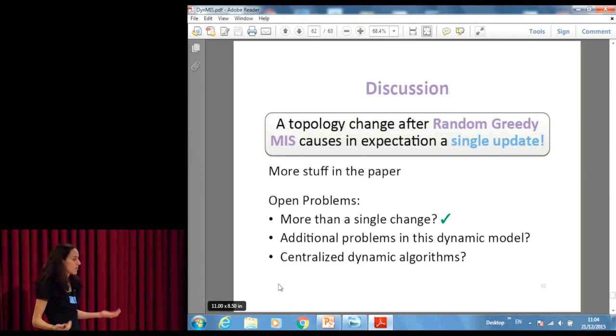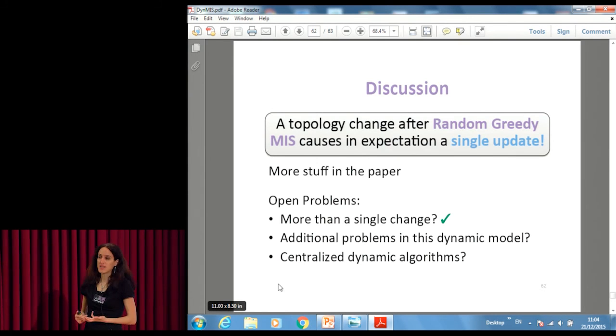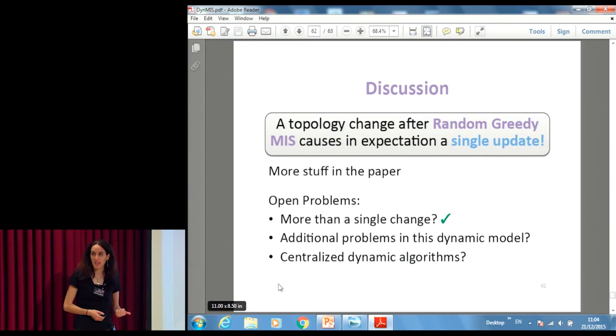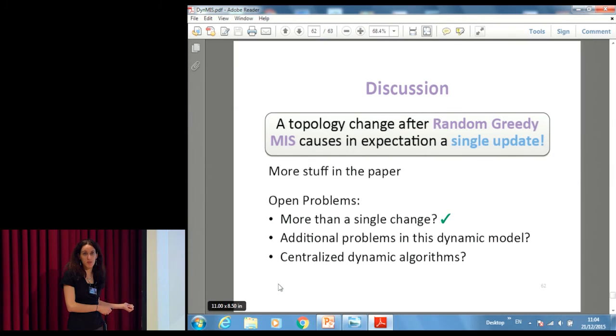So more problems: coloring, maximal matching. These are all local problems in the distributed setting. And it's an interesting question, what can be done here?